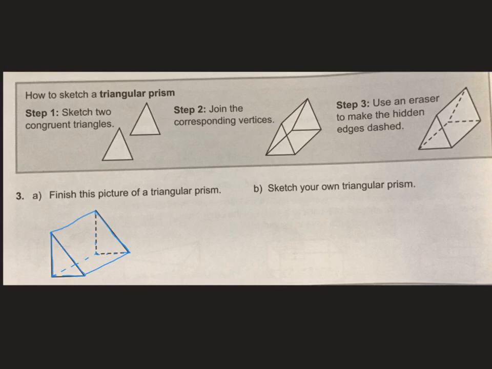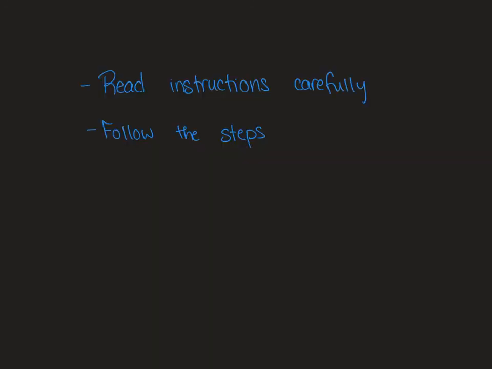So for part B, you're going to sketch your own. So you choose your own triangle and you sketch it. Now they do a pretty good job of breaking down all the steps one at a time. So I'm going to let you finish the rest of the questions on your own to the best of your ability, and read the instructions really carefully and follow the steps if they break it down to you in step 1, step 2, step 3.